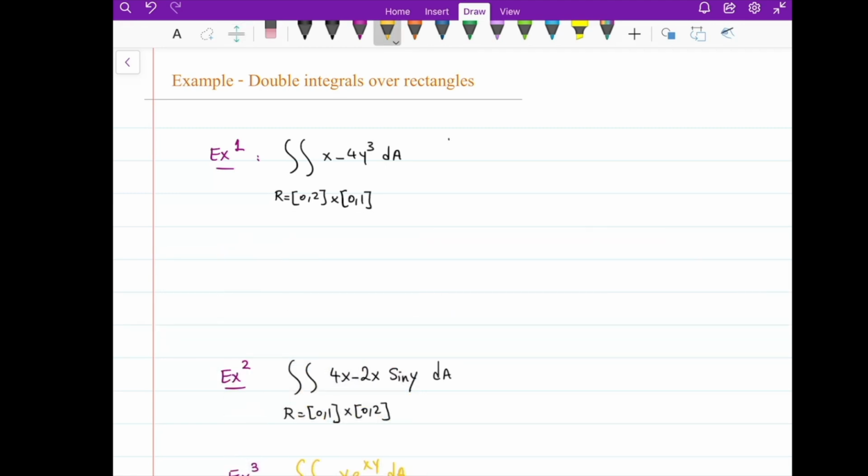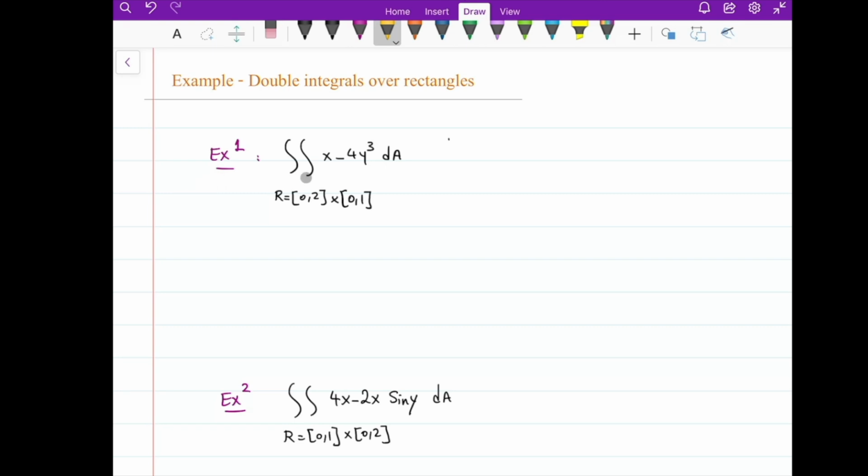Okay, so I have the double integral of x minus 4y cubed dA over this region, and I'm going to set up the integral first. I'm going to do dx first. When I do dx first, I need to write the bounds for dx on the inner integral, 0 to 2, so don't forget to write the correct bound. And then for dy, it's on the outer integral, so I'm going to write the bounds here.